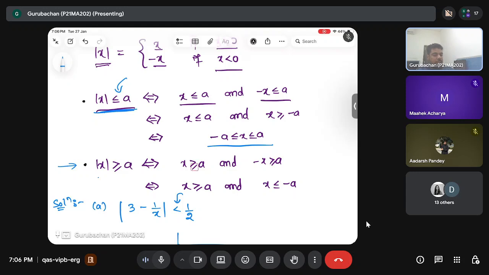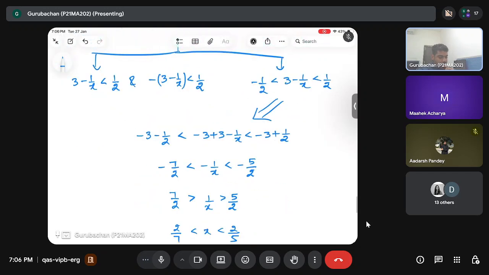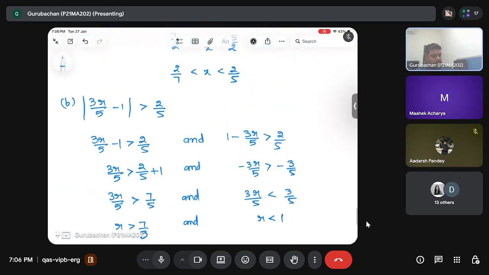if mod x is greater than or equal to a, that means either x is greater than or equal to a or minus x is greater than or equal to a, right? If both things have to be greater than or equal to a, that means, oh, this number, a will come first. Understood? Yeah, I got it.